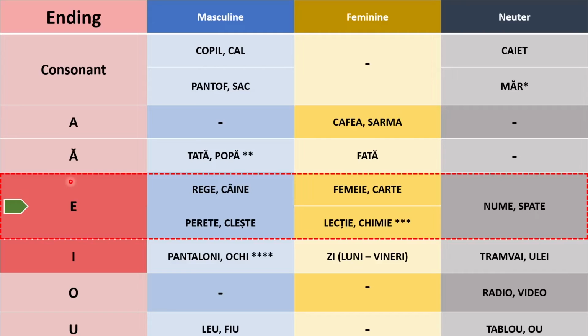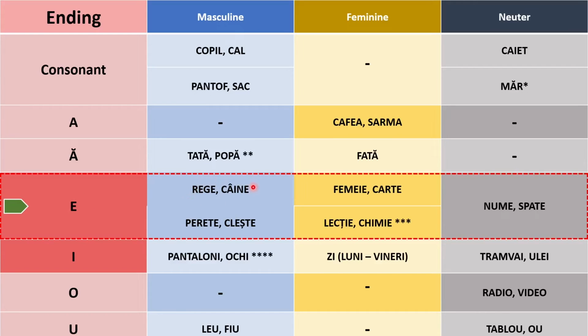And the reason they are under the red box is because, as you might see, all three genders can have the E ending. So those are particularly difficult, but this is why we're here today, to find out the specifics. Masculine nouns that end in E.